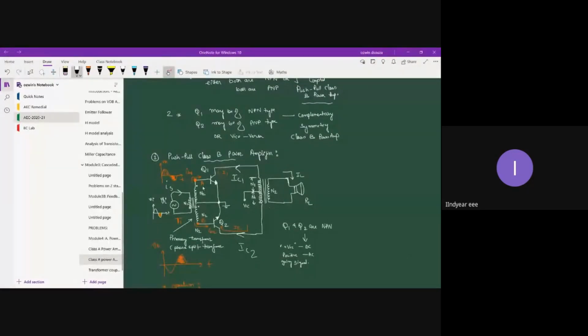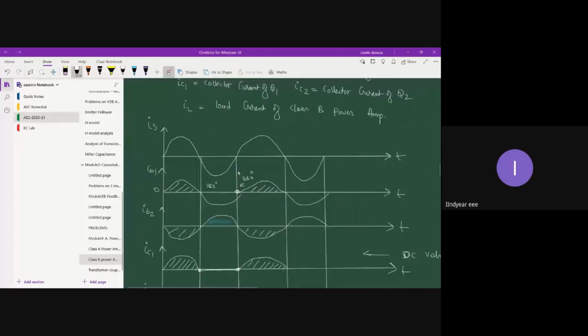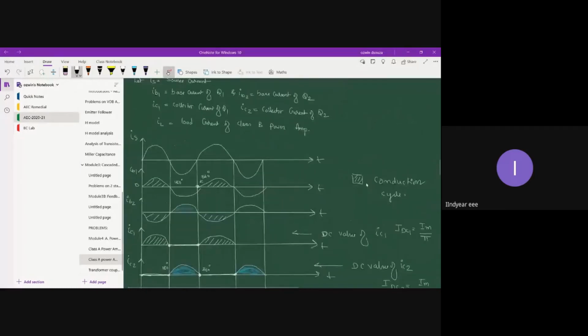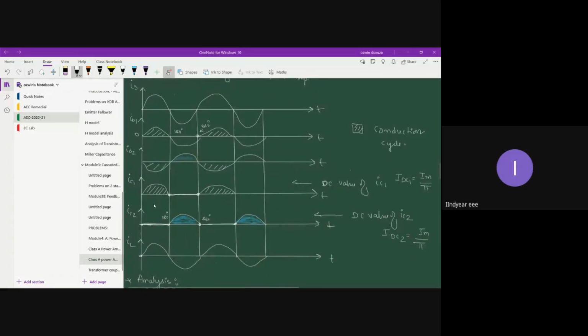So that was the whole working of a class B operation. When transistor Q1 starts to conduct, we get a collector waveform for 0 to 180-degree duration. And when transistor Q2 gets into conduction, we get a collector waveform from 180 degrees to 360 degrees. That means each transistor conducts for 180-degree duration only, but the load current flowing through the load will be a 360-degree one.